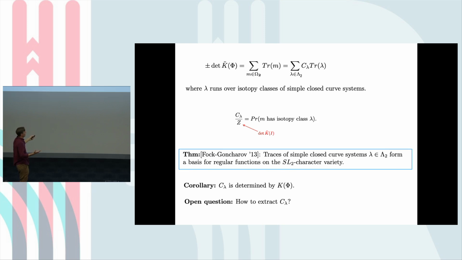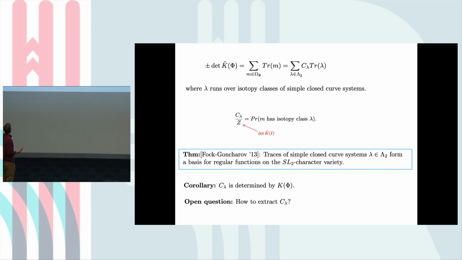But when you have a flat connection, you only care about the isotopy classes of the simple closed curve system in the complement of those punctures. And so then this sum can be grouped into isotopy classes, and there are some coefficients, and the coefficient is the one we care about. That's the probability, at least when I normalize, that my union of two dimer covers has a particular isotopy class.